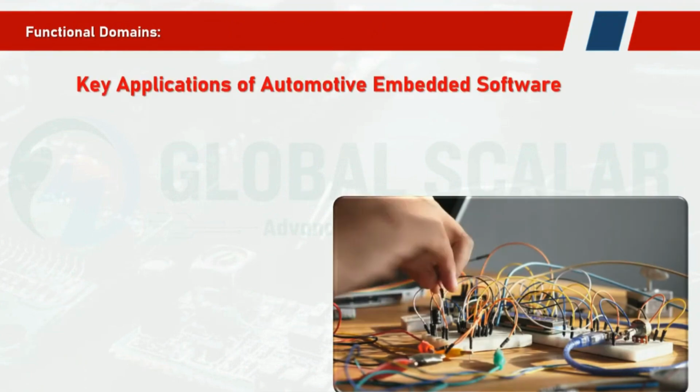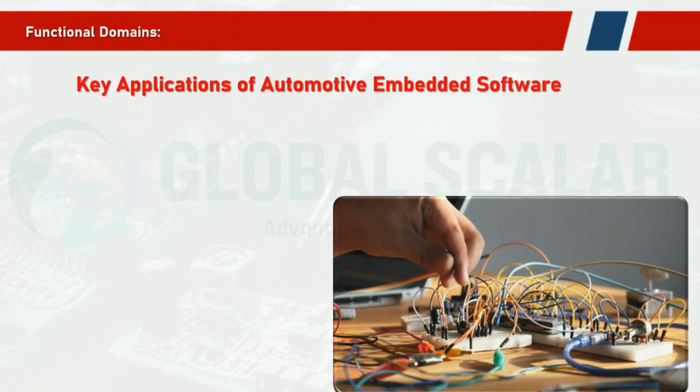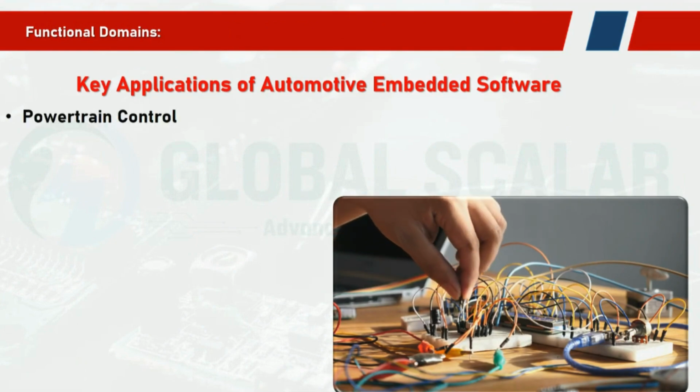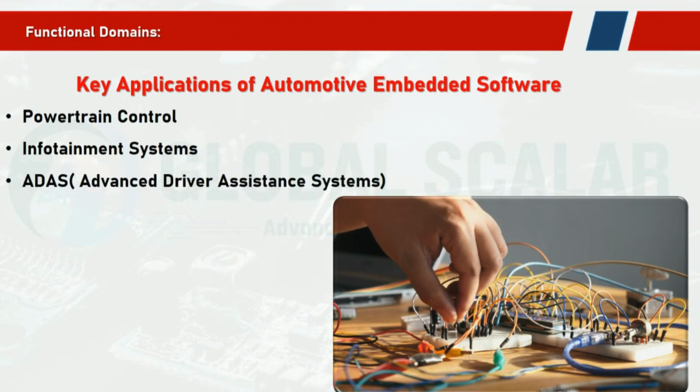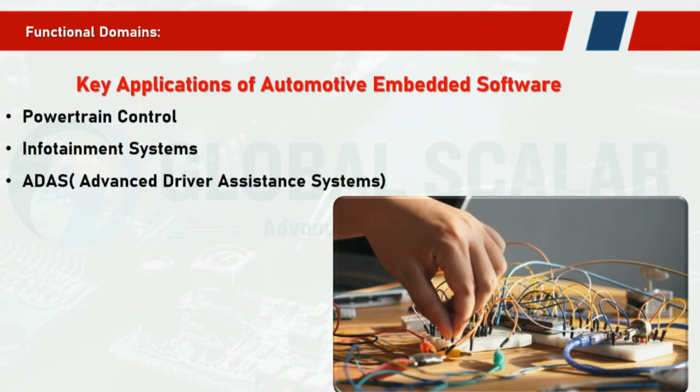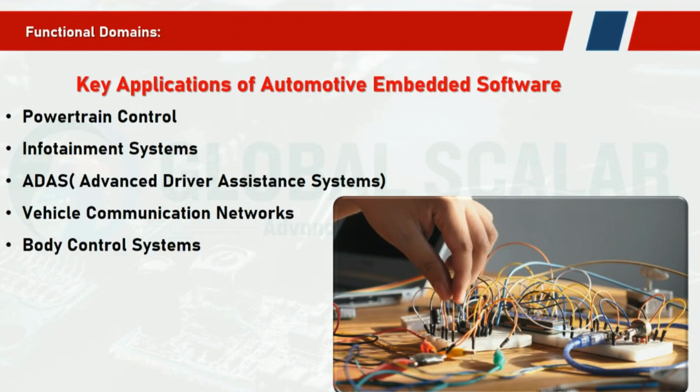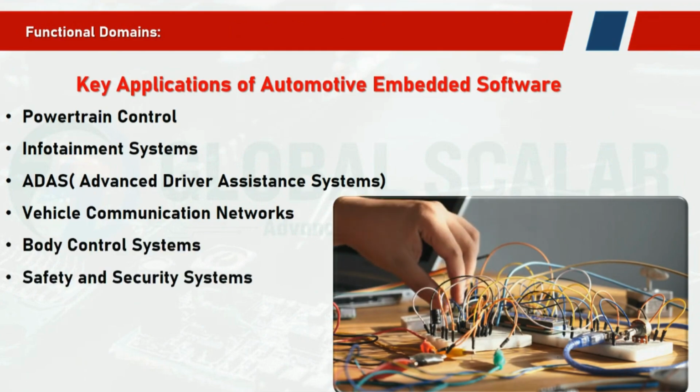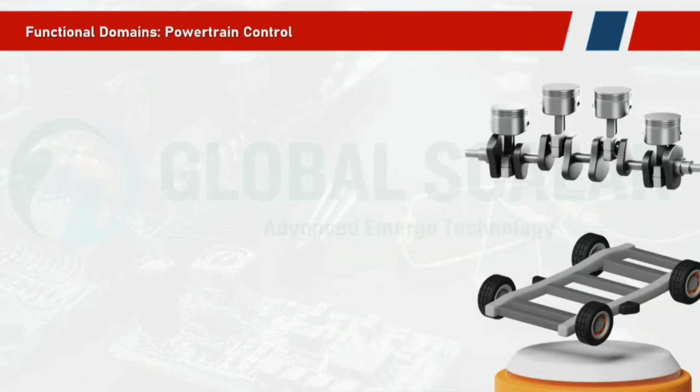What are the functional areas of automotive embedded software? Powertrain control, infotainment system, ADAS, Advanced Driver Assistance System, Vehicle Communication Network, Body Control System, Safety and Security System.